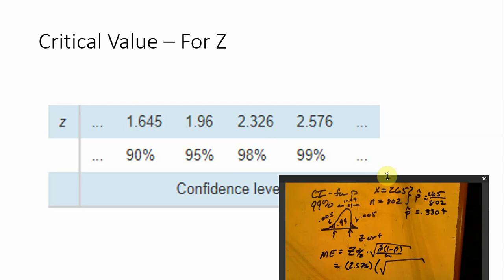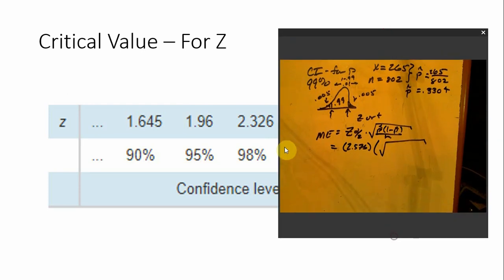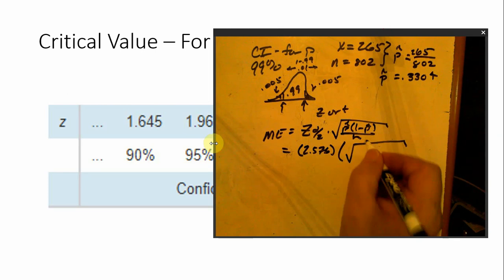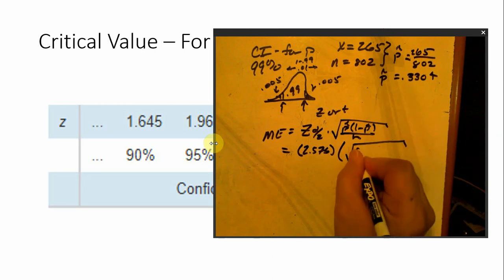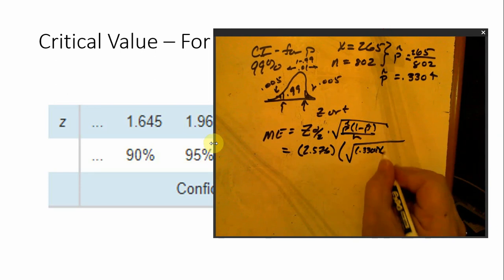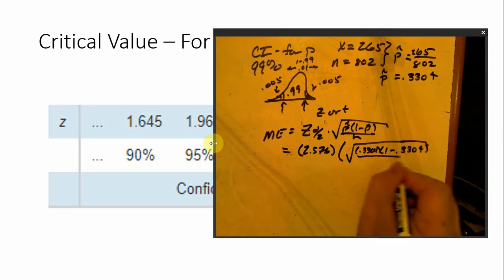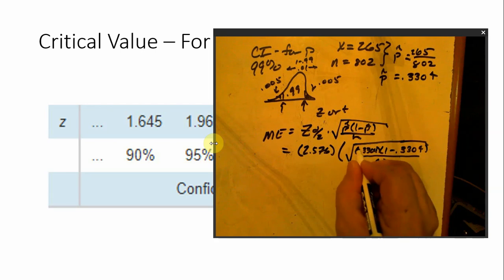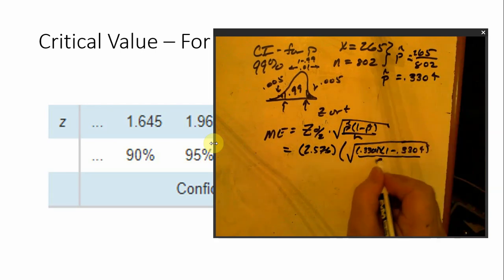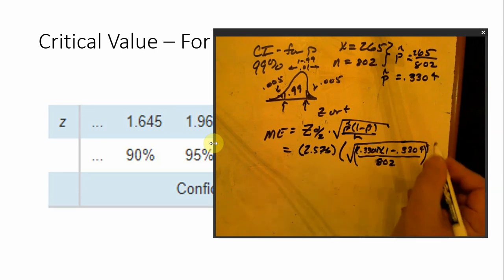So let me go back up. From here, maybe open this up for you. So my p hat is 0.3304, 1 minus 0.3304, all over, sorry, all over 802. And I've got to do all of this first before I take the square root in there.